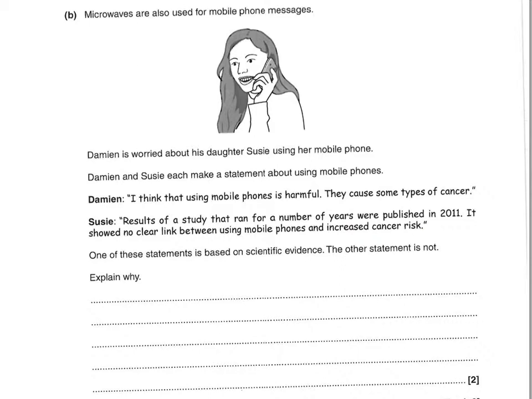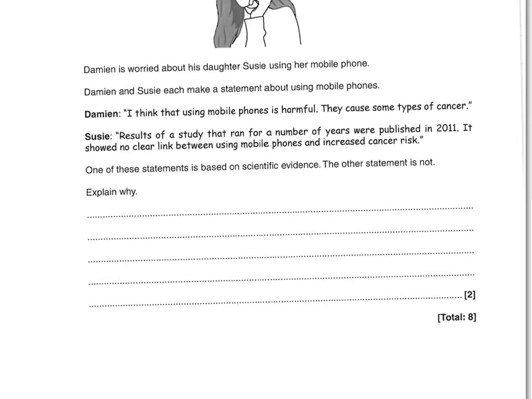One of these statements is based on scientific evidence, the other statement is not. And it says explain why. So there are 2 marks for this. So any 2 of these things you could have said. You could say that Damien's comments are an opinion, or just an idea, or there's no evidence given. That'll give you a mark. You get a mark for saying that Susie's is based on evidence or gives data.